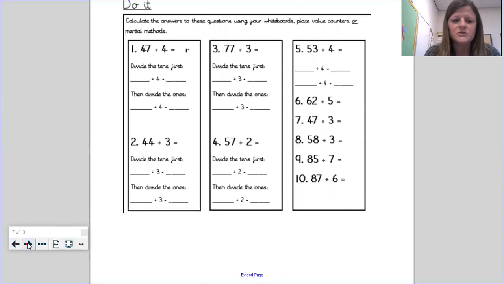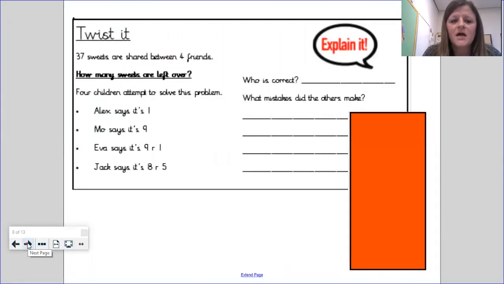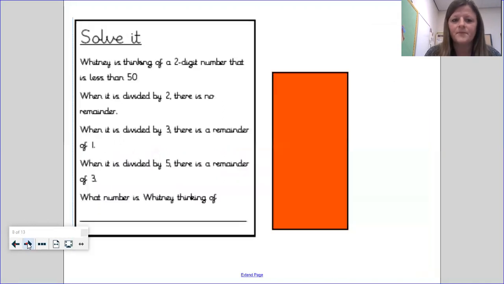Okay, so I'll just explain the twist-its first though. We've got a twist-it here: 37 sweets are shared between 4 friends. How many sweets are left over? You've got a variety of people saying different things. Who is correct? And then you need to be able to prove it. And then what mistakes did the others make? And then we have got a solve-it there as well, which is more of a problem solving one.